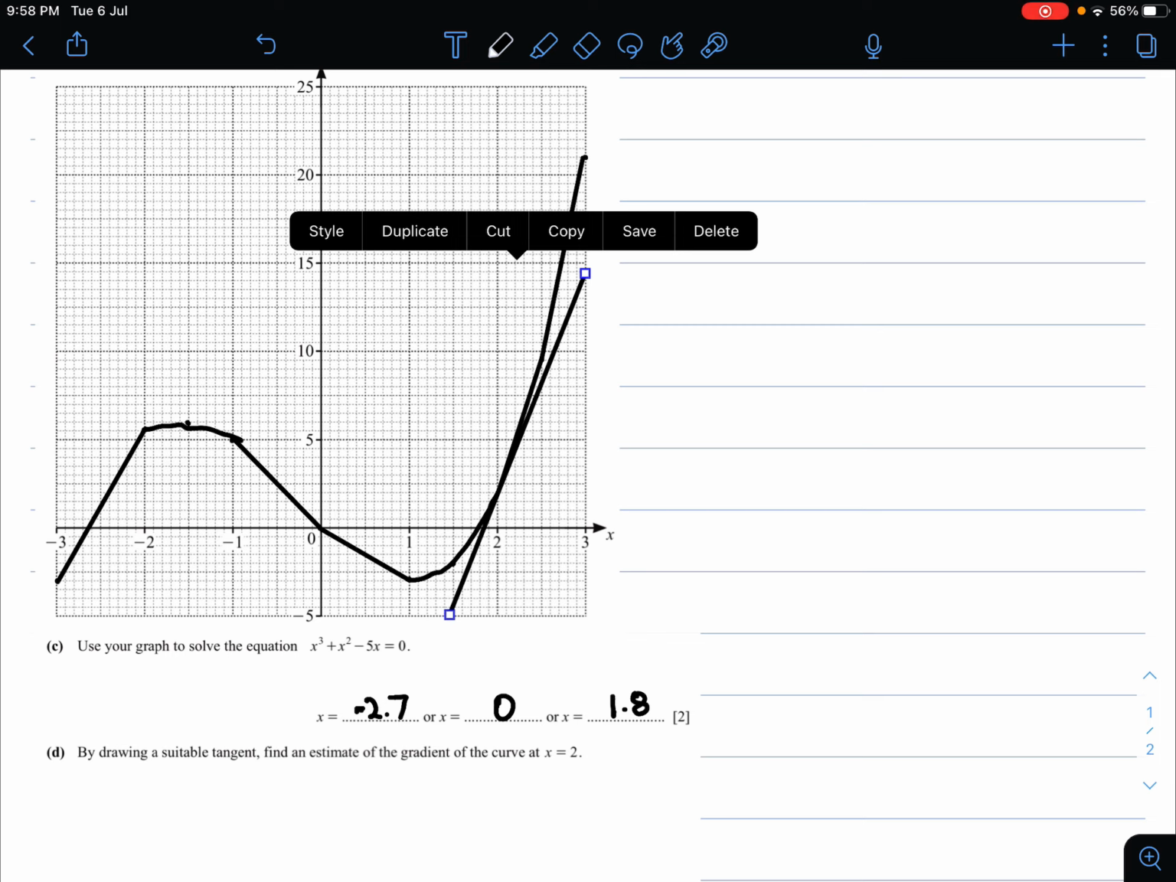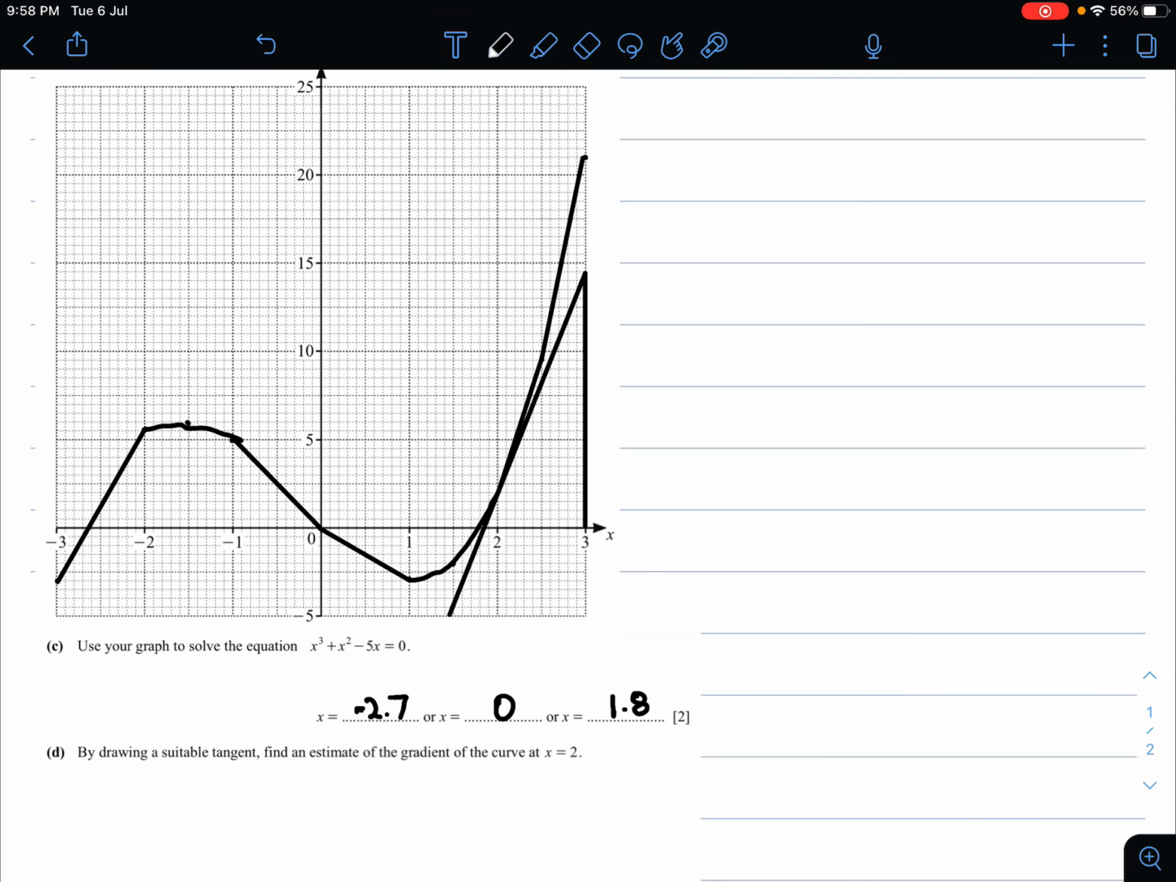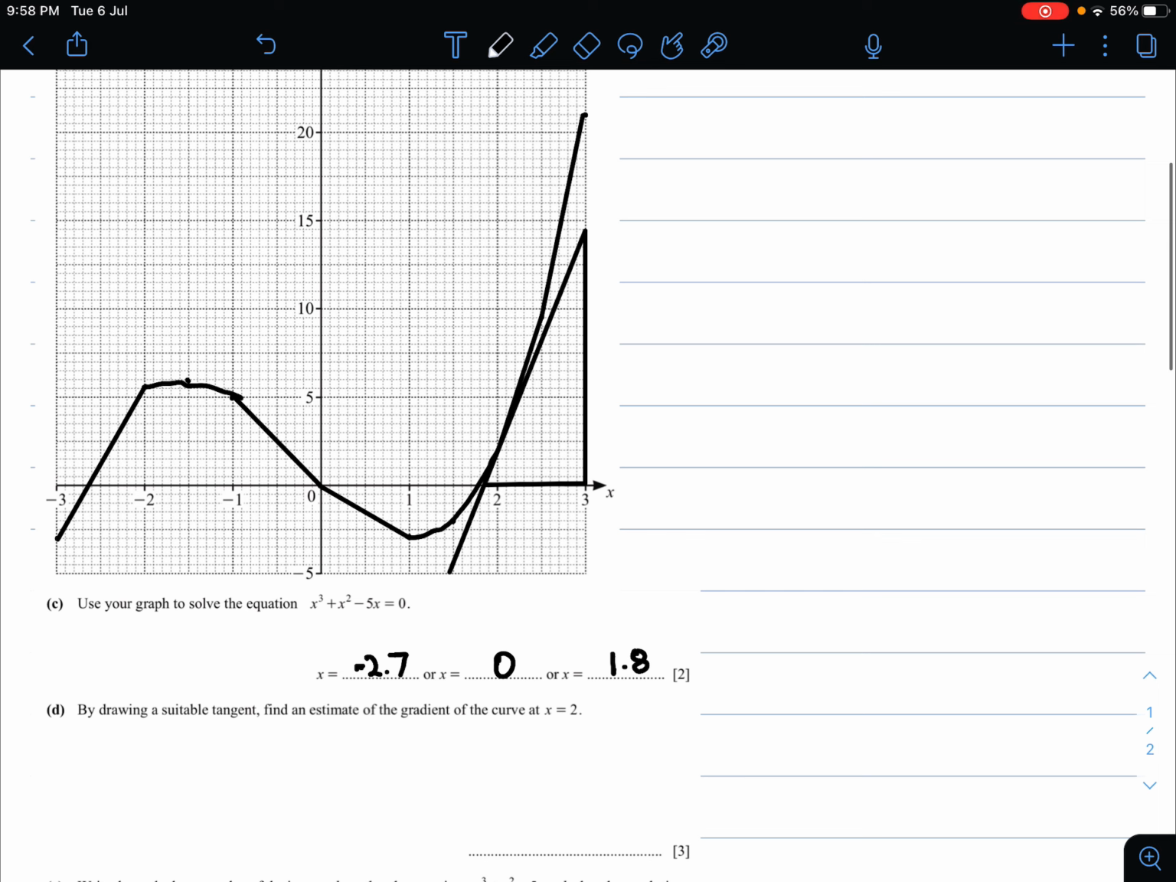Yeah, so now what you need to do is rise over run. As you know, to find the gradient you use that formula. So the rise would be 14.5 divided by the run, which is 1.2. So if you put that in the calculator, 14.5 divided by 1.2, you will get the answer as 12.08.